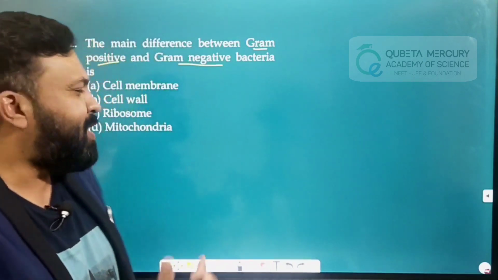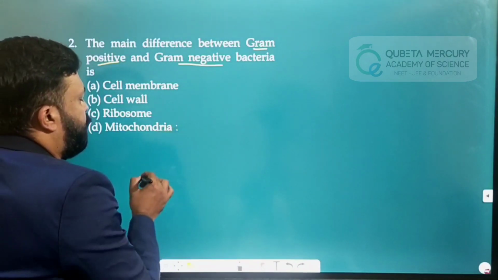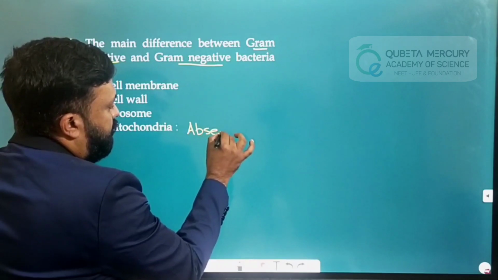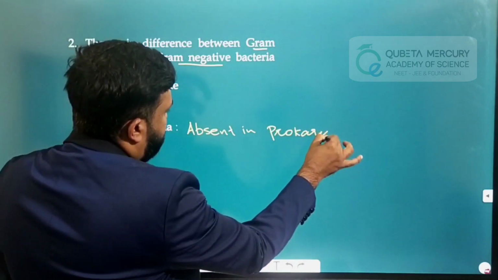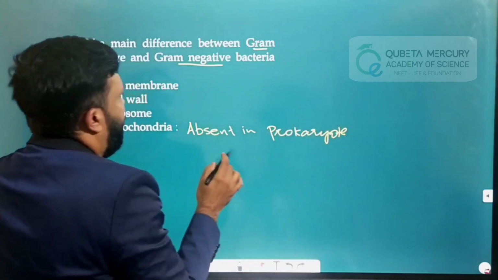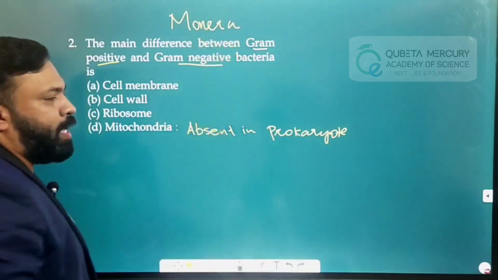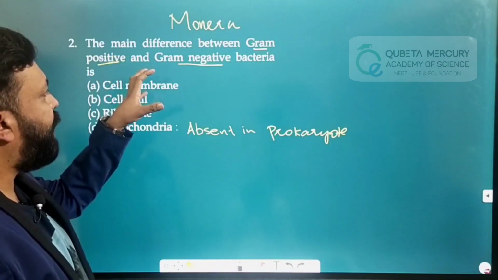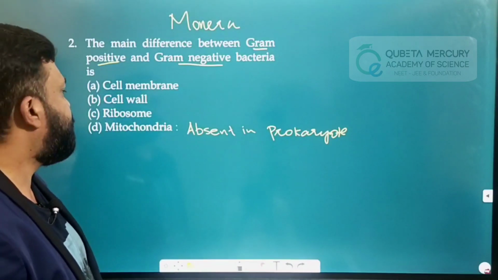Now consider these options too. Regarding mitochondria, mitochondria are totally absent in prokaryotes. All these bacteria are included under kingdom Monera. The kingdom Monera is a prokaryotic kingdom. Thus, in both gram-positive and gram-negative bacteria, the mitochondrion is totally absent.